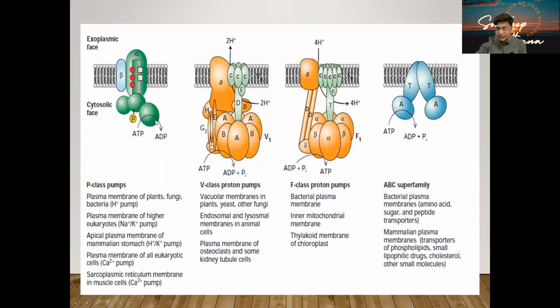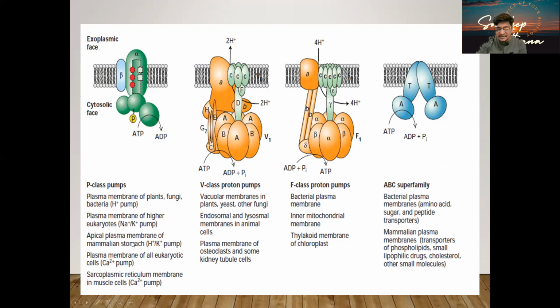Now there'll be 4 different kinds of pumps. Pumps are ones which can pump the H plus ion from one side to the other. So one is a P class pump. P class pump will get open only once it gets phosphorylated, hence the name P. Here the ATP is going to be hydrolyzed into ADP. A few examples are shown over here, like the proton pumps in plants, fungi, and bacteria. Plasma membrane of the higher eukaryotes, especially the sodium potassium ATPase pump.